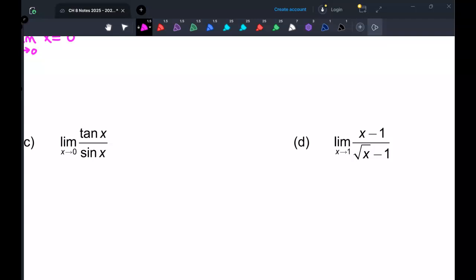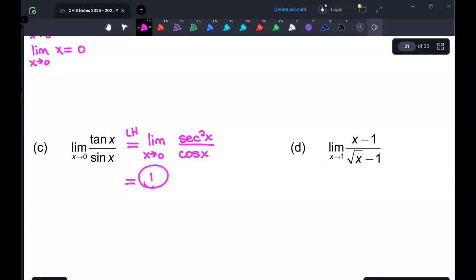Okay, the limit as x approaches 0 of tangent of x over sine of x. Again, that would be 0 over 0, so we're going to do L'Hopital's rule. The derivative of tangent is secant squared. The derivative of sine is cosine. We plug in 0 for secant, and that's going to be 1 over 1, since cosine of 0 is 1. So we get 1 here.